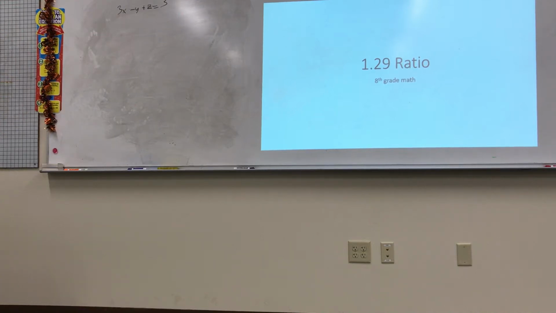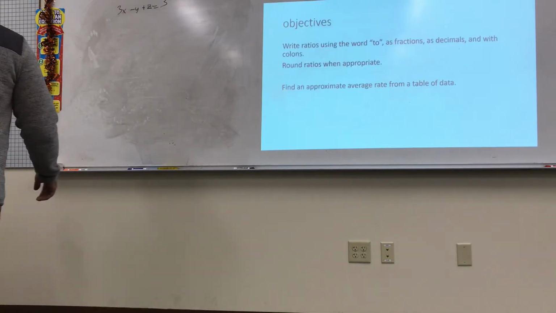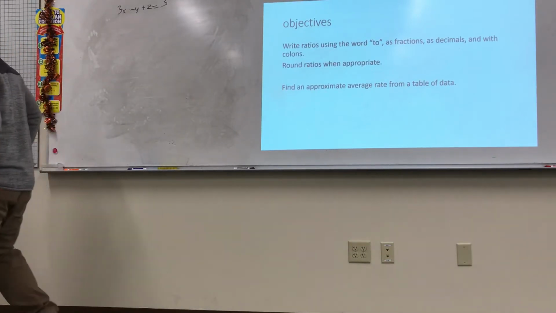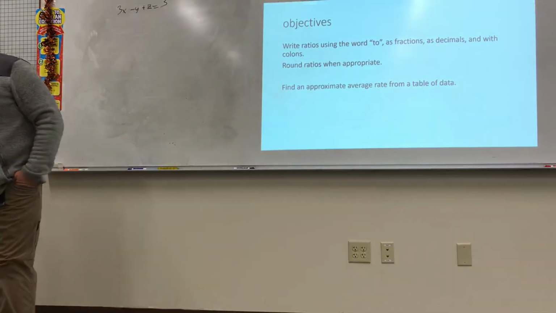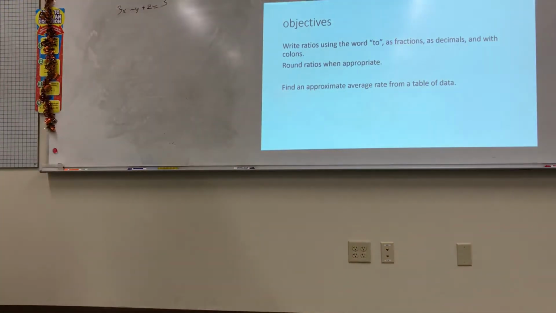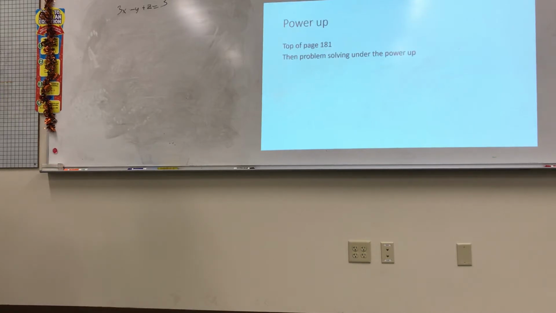Hi there, 8th grade. Lesson 29, ratios. Your objective: write ratios using the word "to", as a fraction, as a decimal, and with colons. Round ratios when appropriate. Find an approximate average rate for a table of data.